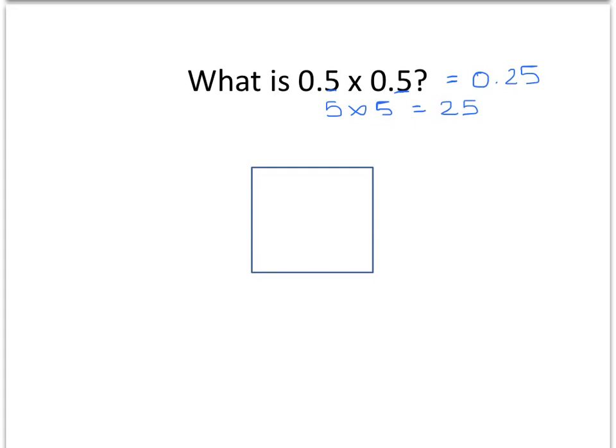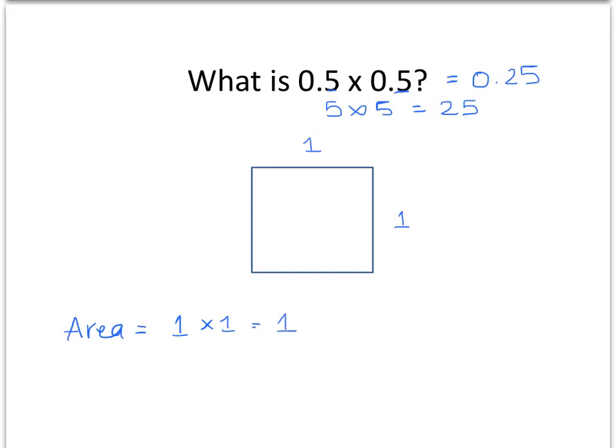Another way you can think about this is if we draw a picture. Take a look at this square here. I'm going to pretend this square has a side length of 1. So that side length is 1 and that side length is 1. And I know to find the area of a square, I need to multiply the 2 sides together. So length times width, 1 times 1 gives me an area of 1.